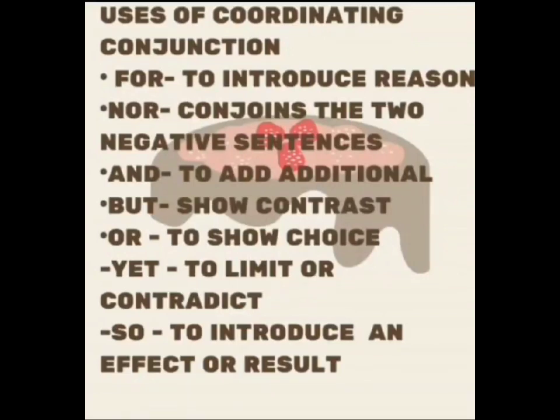Uses of coordinating conjunction. For, to introduce reason; nor, to conjoin two negative sentences; and, to add additional; but, to show the contrast; or, to show choice; yet, to limit or contradict; so, to introduce an effect or result.